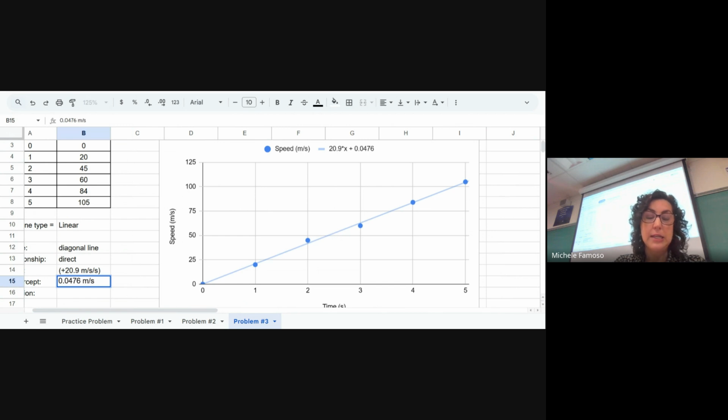Very good. 0.0476. It's this value after the plus sign in the equation. And then the units of the y-intercept come from the units of the y-axis label. It is a y-coordinate, which is labeled meters per second.